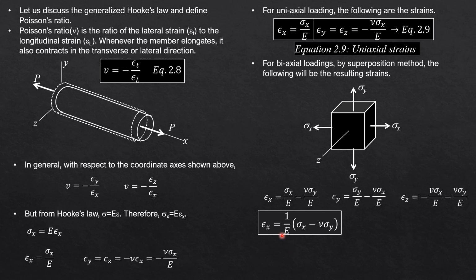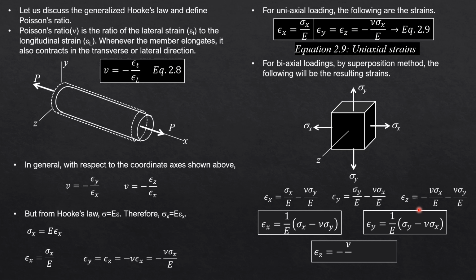So strain along x, after we factor out E, is 1 over E quantity sigma x minus Poisson's ratio sigma y. Strain along y would be 1 over E quantity sigma y minus Poisson's ratio sigma x, while strain along z is negative Poisson's ratio over E quantity sigma x plus sigma y. So that's it for this situation here.